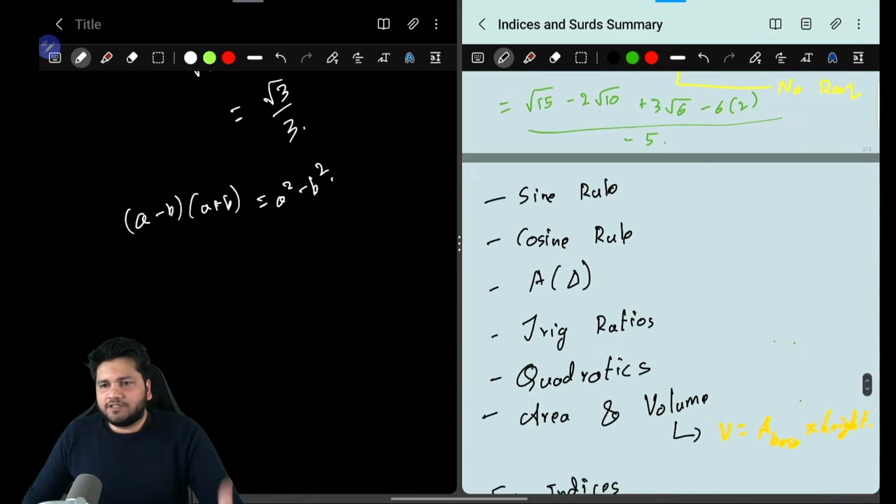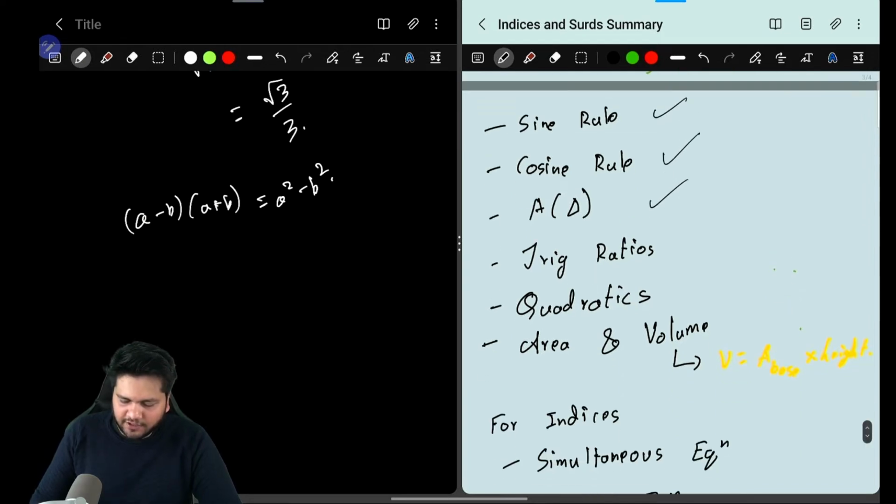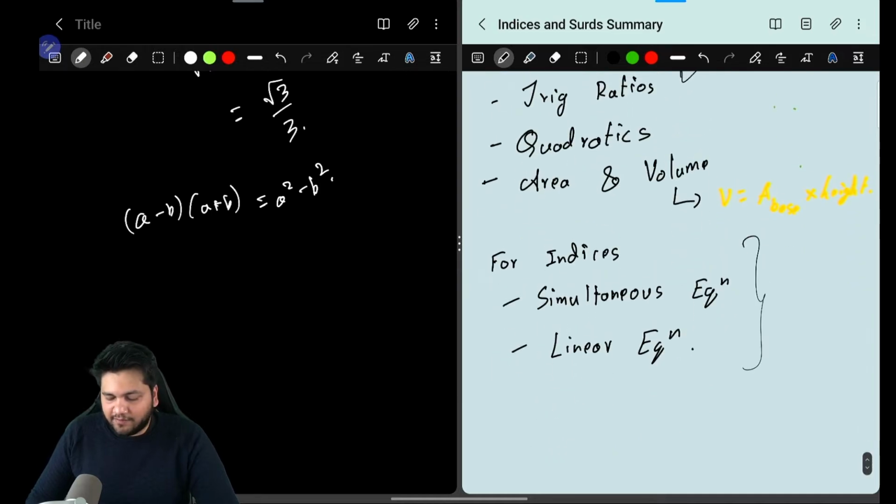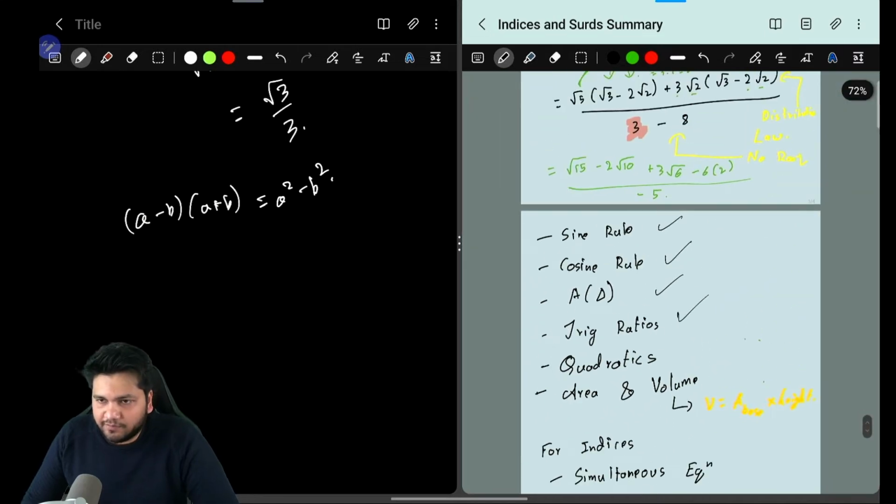But the questions will be asked based on these prerequisites which are required, that is sine rule, cosine rule, area of triangle, trigonometric ratios. These are all based on trigonometry. Then we have quadratics, that you can find out those things, and then area and volume sometimes. And for indices you need simultaneous equations and linear equations. So these are the prerequisites for this topic.